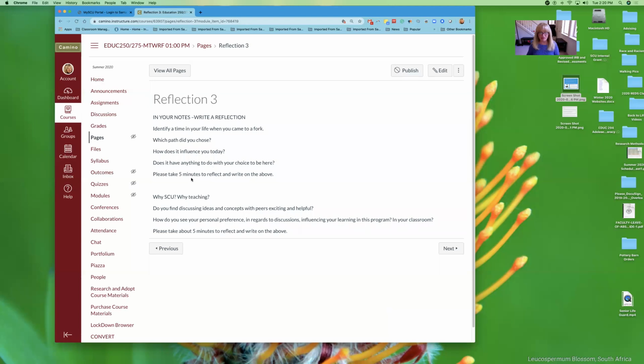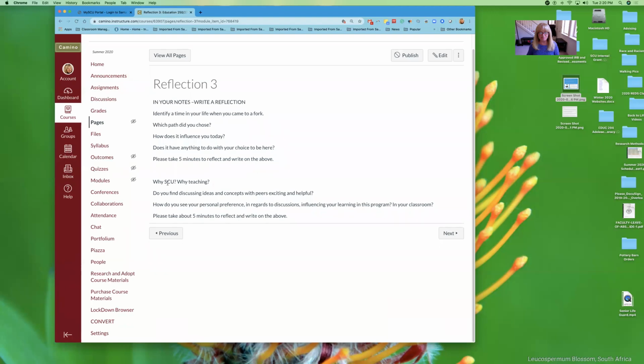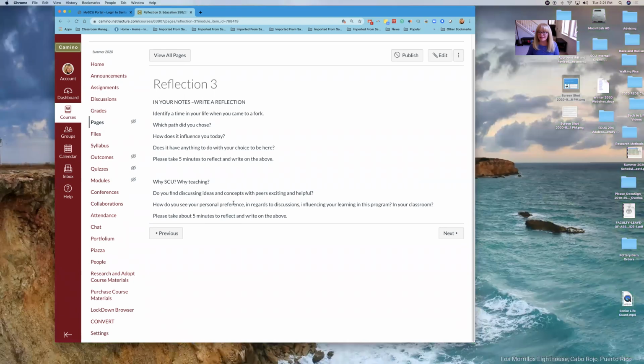And so you're going to just take 5 minutes to reflect. Why Santa Clara? Why did you come to Santa Clara? Why did you choose teaching? Did you find discussing ideas and concepts with peers exciting and helpful? Because you'll be writing that reflection and uploading it in your folder. How do you see your personal preference in regards to discussions influencing your learning in this program? Do you like discussion-based classes or not? So again, you're just going to write some thoughts about that. Upload it in your folder, and you're ready to go to next.